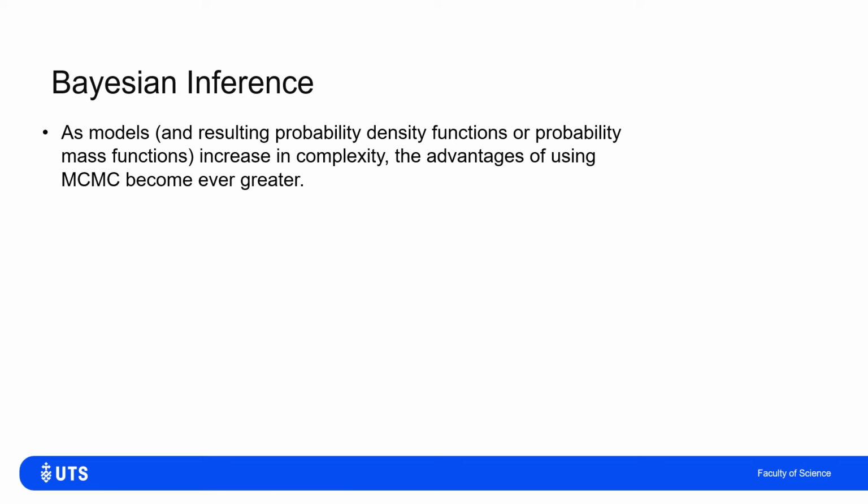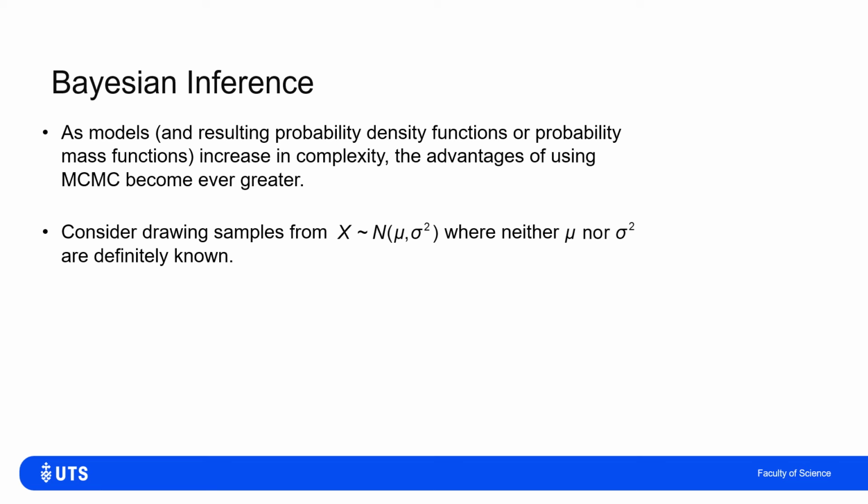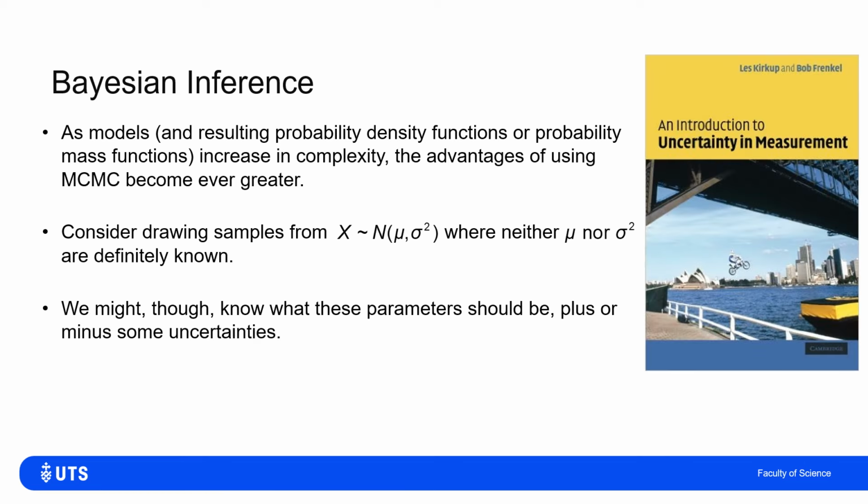Now, for this example, with the coin flip, maybe the advantages of MCMC are there, but they're not huge. But the point is, as models become more and more complicated, the advantages get greater. So let's say I'm drawing from a normal distribution, but I don't know the mean, and I don't know the variance. Now, that's actually how the world works. When we're doing measurements, we're not exact about these things, and we want to know what our uncertainties in the measurements are.